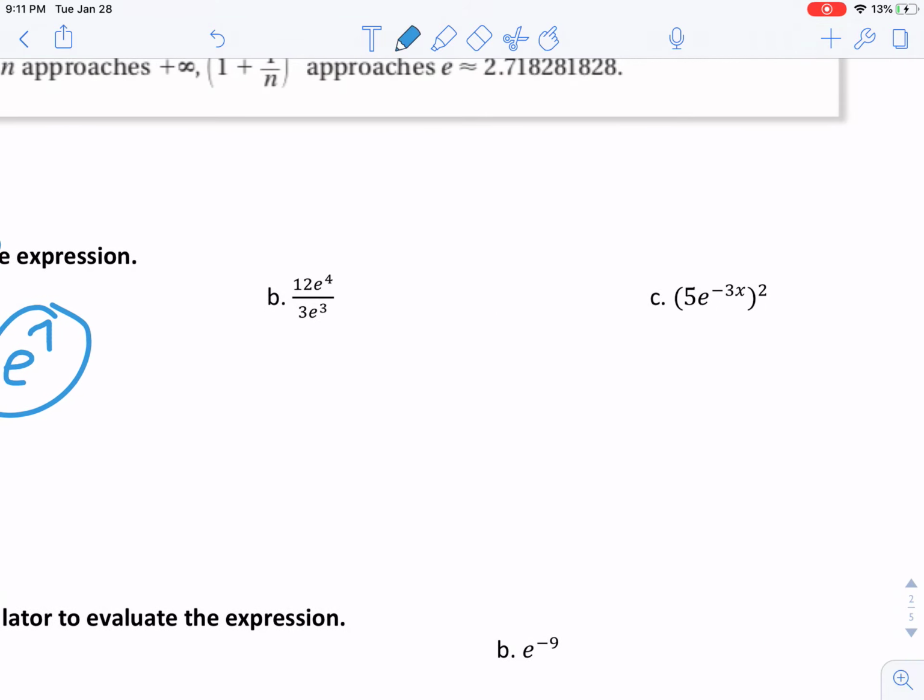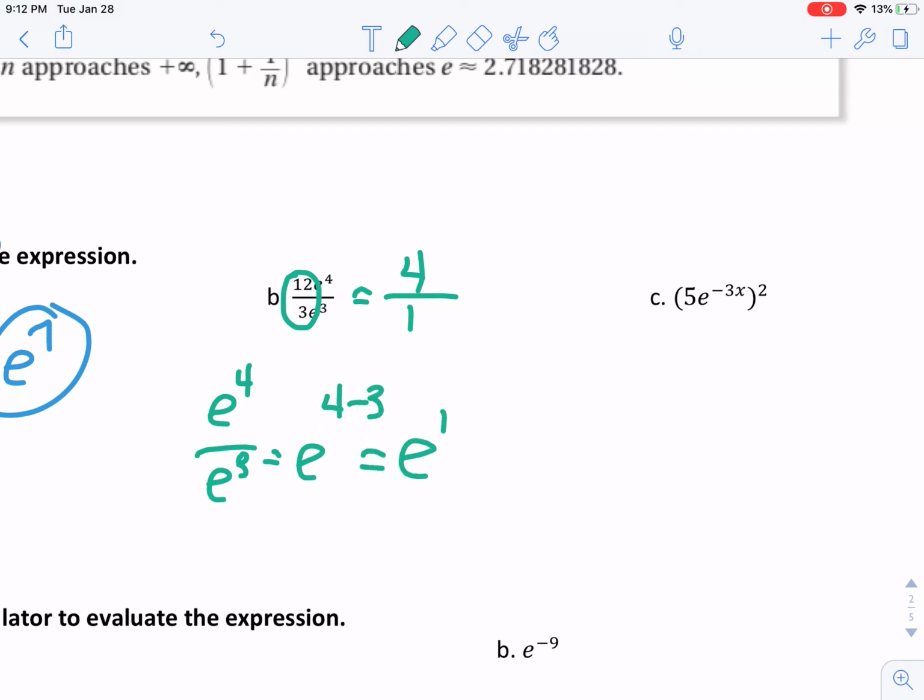Part B says you've got 12e to the 4th over 3e cubed. So 12 over 3, we're going to reduce that part first. Well, 12 over 3 reduces to 4 over 1. And then e to the 4th over e cubed. Well, your rule for division is to subtract. So we take big minus small, so 4 minus 3. That gives me e to the 1, and that goes on the top because that's where the bigger one was. And I'm going to clean that up because I don't like how that looks. It's just 4e.